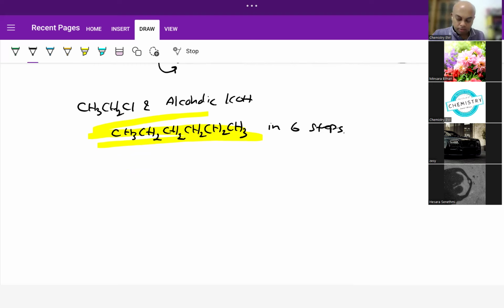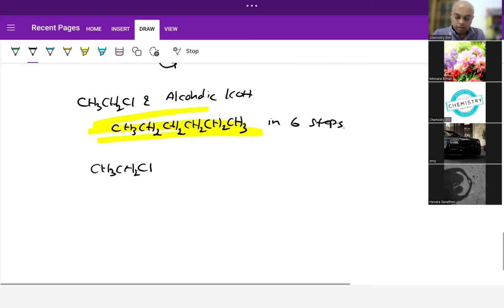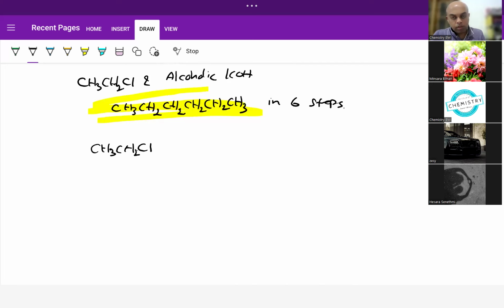Okay. Now we have to start from CH3CH2Cl. Now I will remove chlorine here. We can't keep the Cl and do this, so I will use alcoholic KOH and heat this one. Then I will have CH2=CH2.